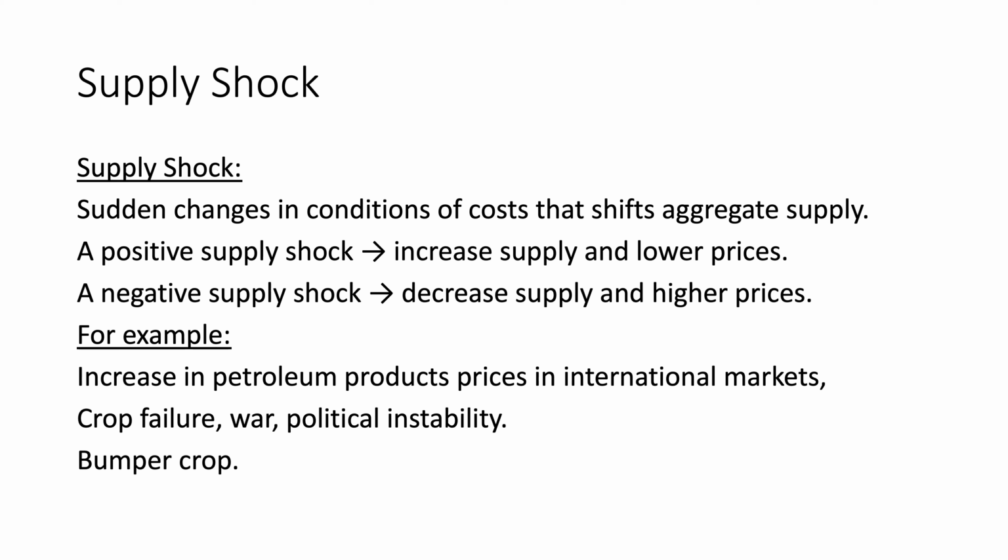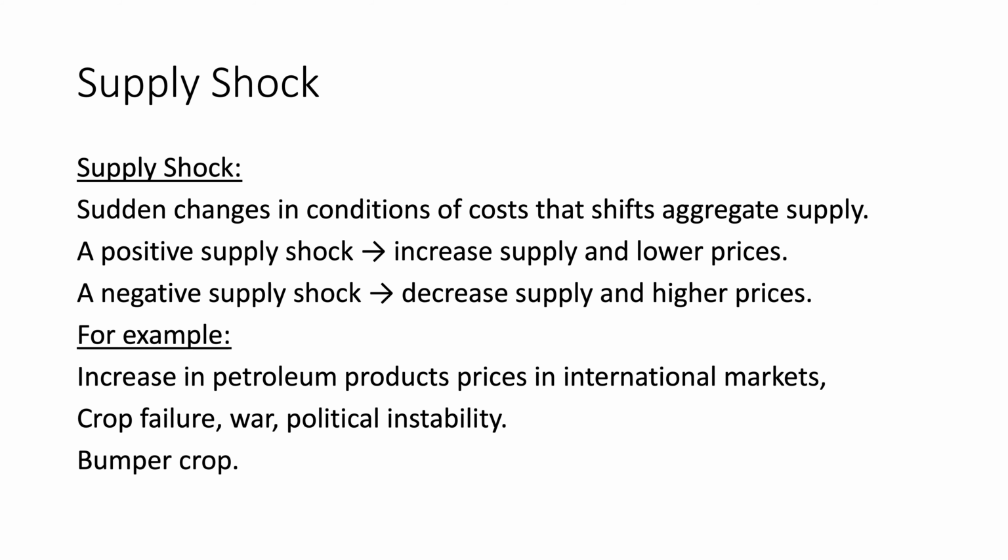It could be an increase in petroleum product prices in the international market. It could be a crop failure, maybe because of war or political instability, or it could be a bumper crop. All these factors influence the supply side and can affect the prices in the market. So if any of these occur, if the supply is increasing, there is a downward shift in the aggregate supply curve, or if the supply reduces, an upward shift in the aggregate supply curve.